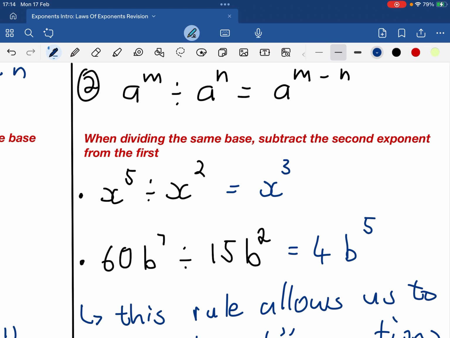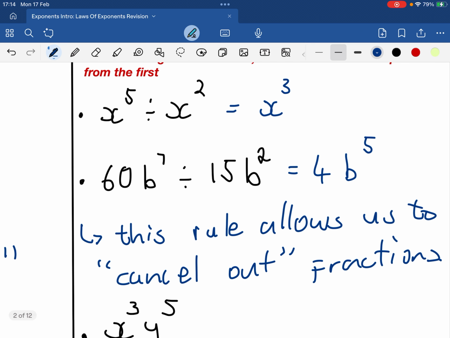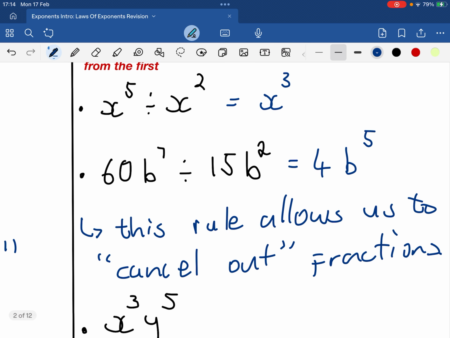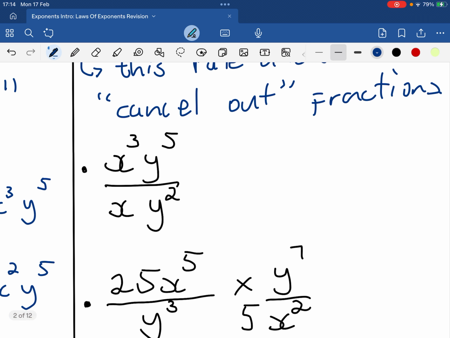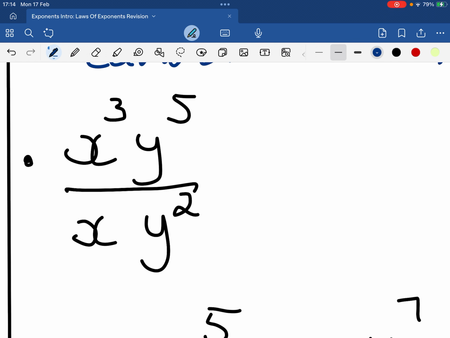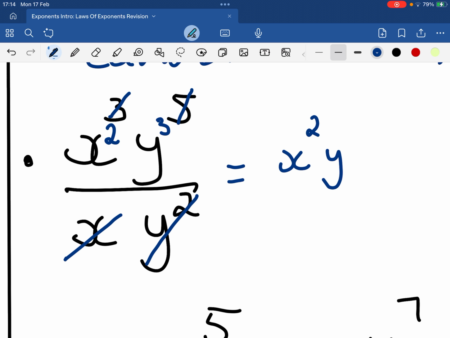I want you to note that this rule allows us to cancel out fractions. So what I mean is, you might have seen that when we have a question like this, we're allowed to cancel this x with one of the x's in here, leaving us with x squared. This y squared can cancel two of the y's in there, leaving us with y to the 3. And so this is now x squared y to the 3.